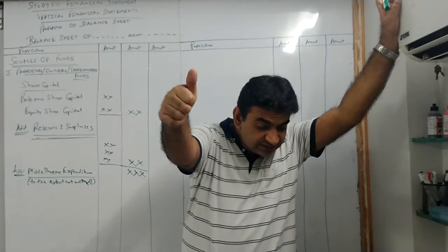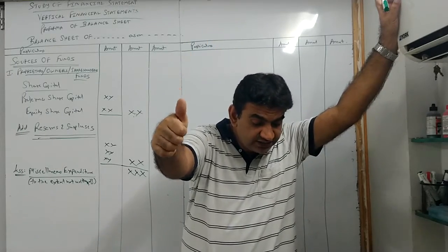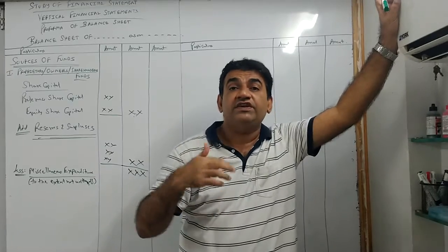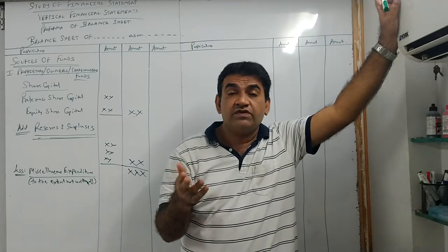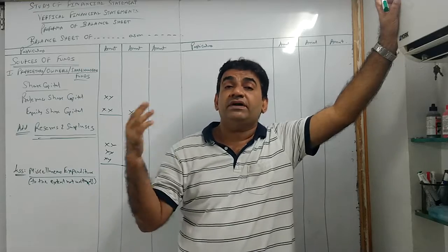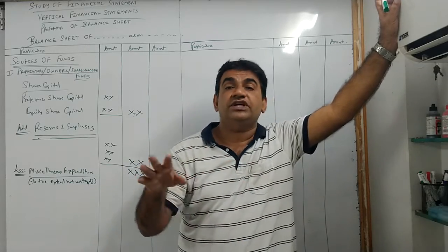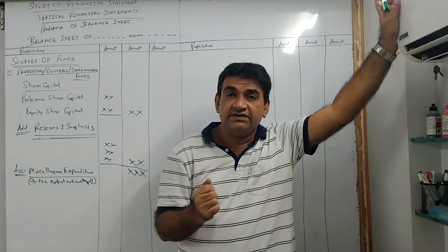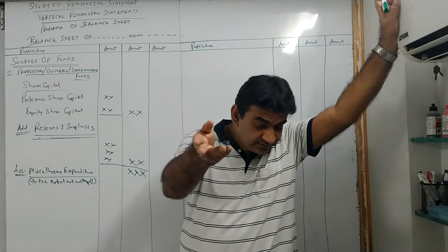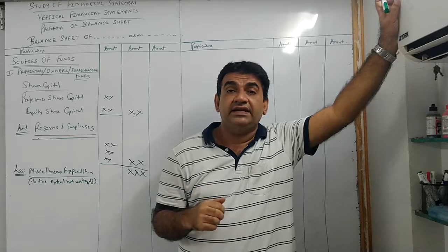So preliminary expenses, discount on issue of shares and debentures, share issue expenses. When you issue shares, you have to appoint agents and give them commission. That is given separately, underwriting commission. It is also part of share issue expenses. Brokerage that is given to them. Then debit balance of P&L.